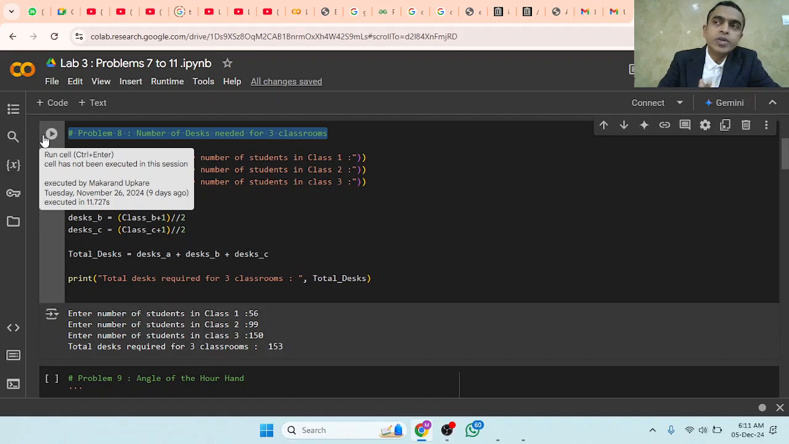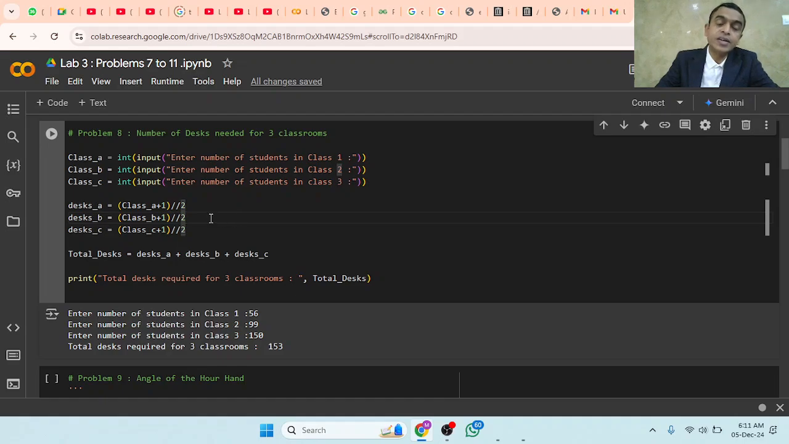Now what you will do if the number of students is an odd number, right? Say there are 31 students. So in that case what we have to do is there will be 15 desks required for 30 students, but 1 desk will be required additionally for the last student. So here we are using a different logic now.